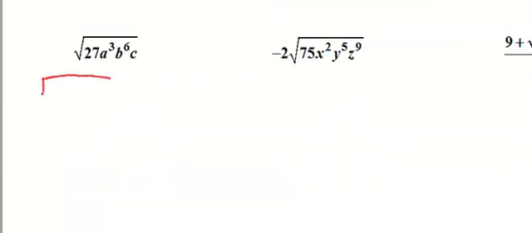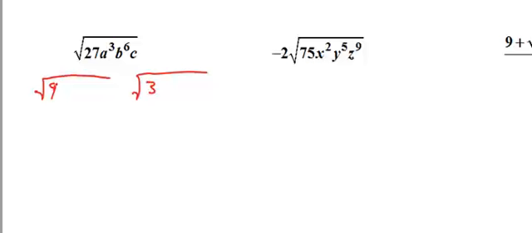Okay, so we're going to set up our perfect squares and whatever's left. We'll look at the numerical part first. What perfect square from our list divides evenly into 27? And we really want the largest. Well, 9 goes into 27 3 times.